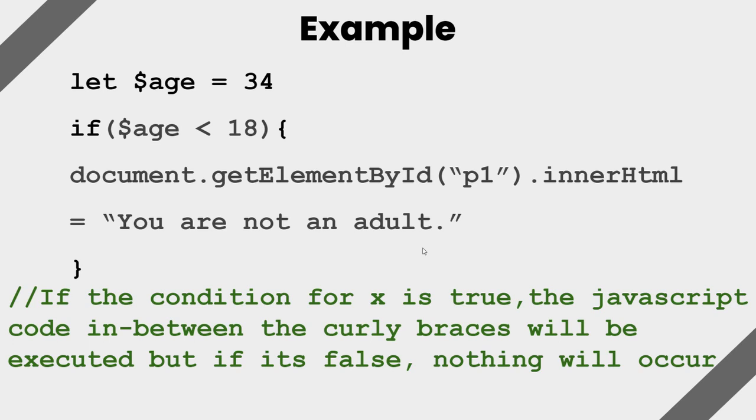So a quick recap on what I just explained about the if statement. If the condition is true, the JavaScript code in between the curly braces will be executed. But if it's false, nothing would occur. So that's just a brief example of the if statement, and we'll actually have many more examples when we get to VS Code.